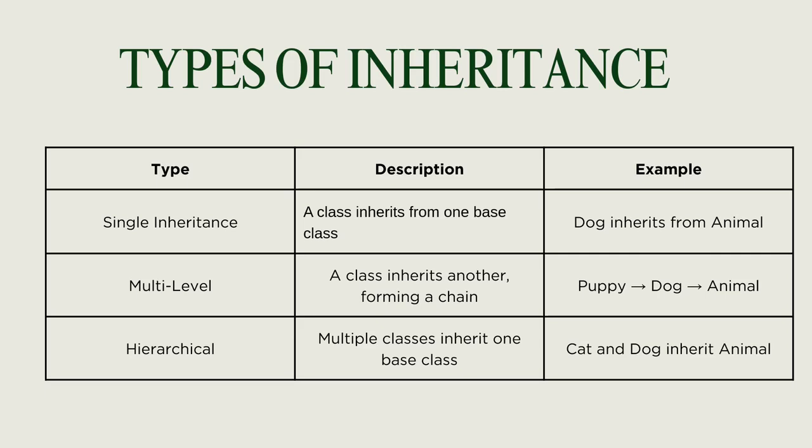Okay, types of inheritance in C#. Inheritance comes in different types. Single inheritance is the simplest form, where one class inherits from another, and multi-level inheritance creates a chain, like a Puppy inheriting from Dog, which inherits from Animal. Hierarchical inheritance is where multiple classes share a common base class. C# doesn't support multiple inheritance like C++, but it offers interfaces to fill that gap.